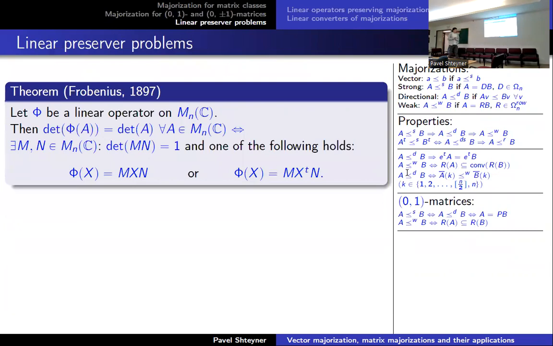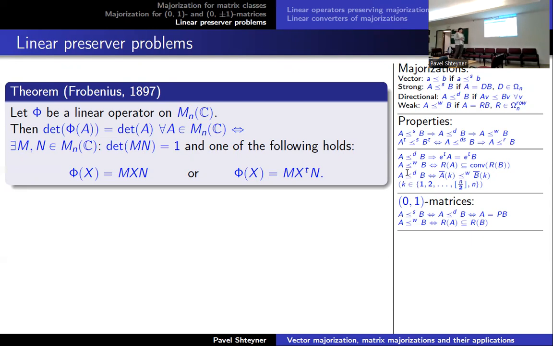And the final topic for today: linear preserver problems. These are problems concerned with characterizing linear operators that preserve some invariant, some matrix function, or matrix relation. As we talked about in the previous series, you characterize the linear operators on the space of square complex matrices that preserve the determinant. This means that for every matrix A, the determinant of A equals the determinant of the image of A.